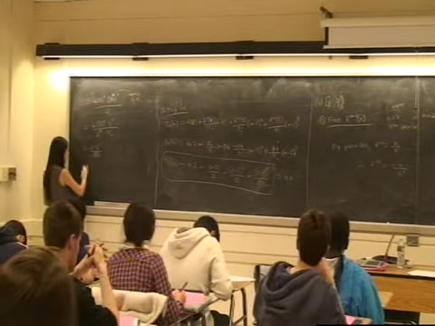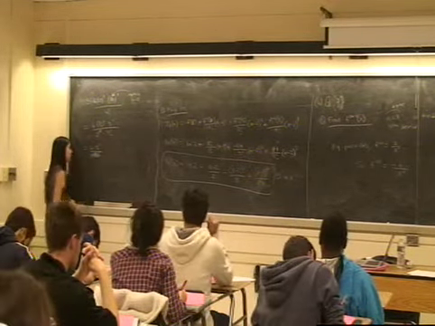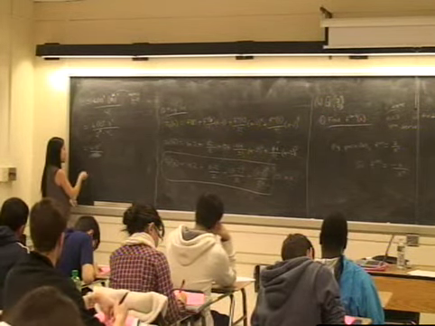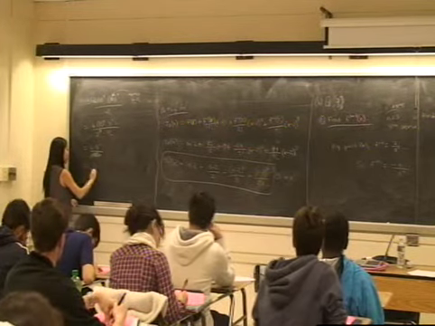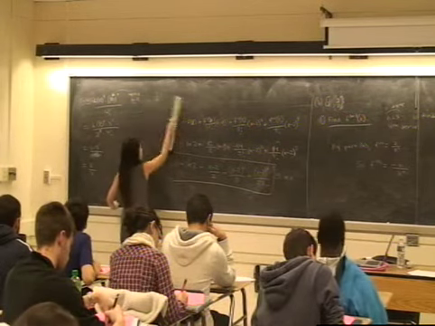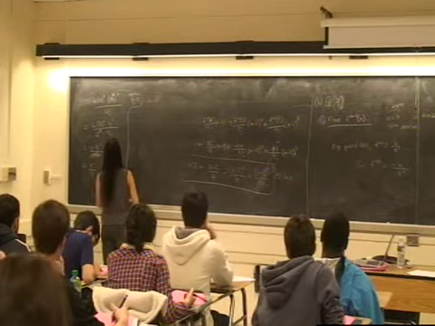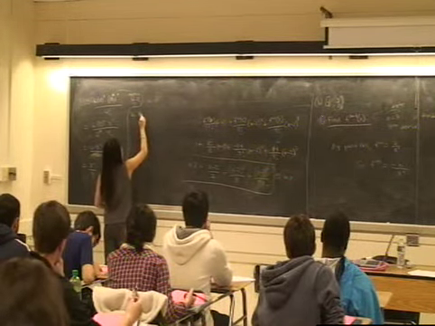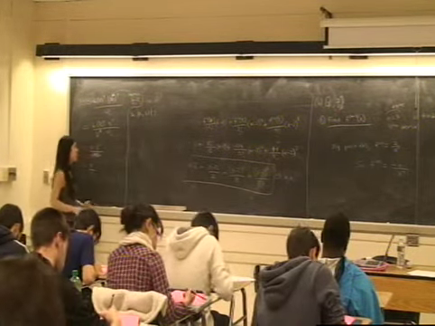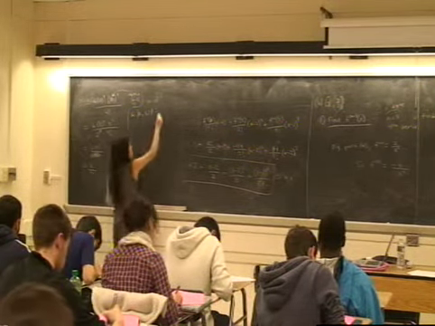Or actually, I won't write 4 factorial. I will write 4 times 3 times 2 times 1. And so now 3 times 2 is 6, so the 6's cancel and we're left with 3 to the 4th over 4. Okay, so the error, absolute value R sub 3 of x, is less than or equal to 3 to the 4th over 4, which is 81 over 4.